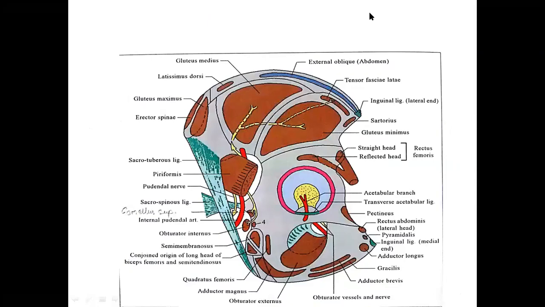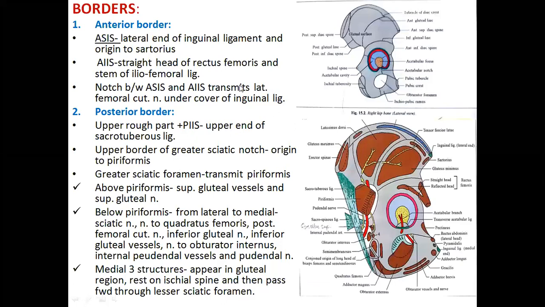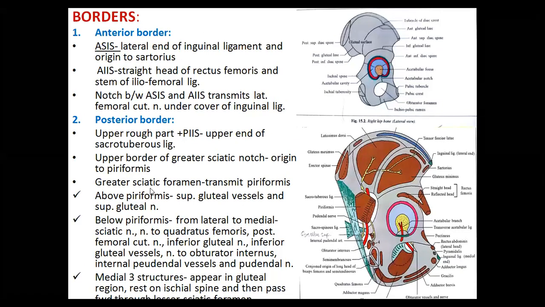Now everything has been elaborated. Now you can see here, whatever I told you is actually depicted: the anterior border is extending from the anterior superior iliac spine and moving to the anterior inferior iliac spine. Its anterior border gives origin to the sartorius and also the inguinal ligament, isn't it?